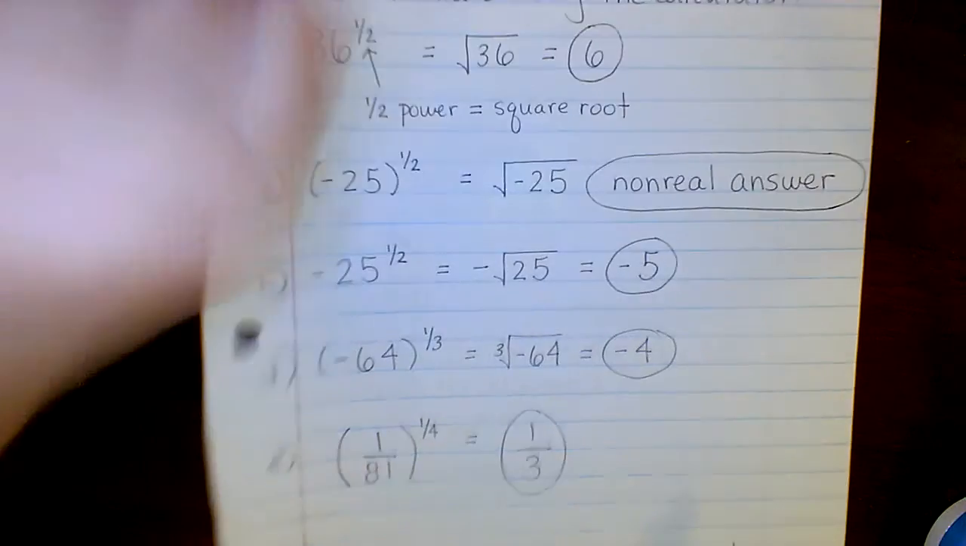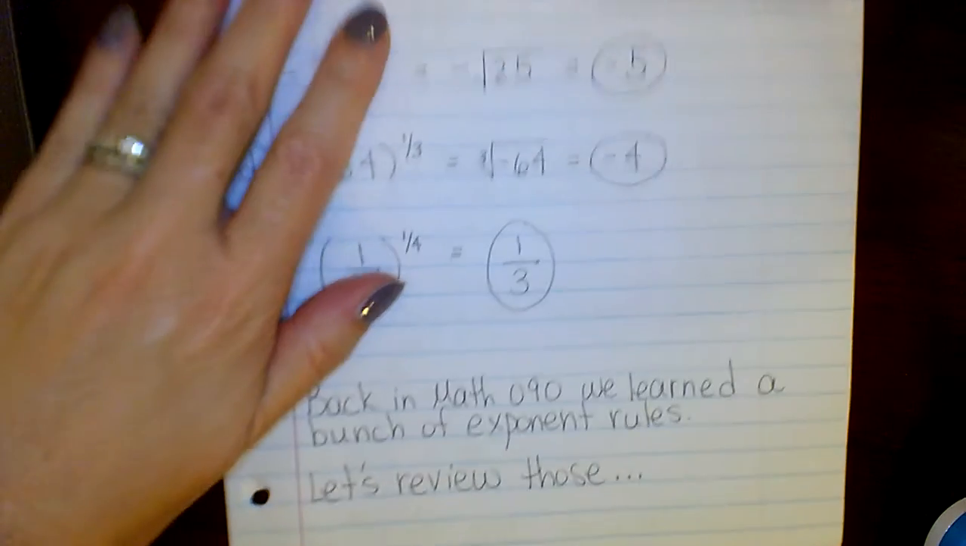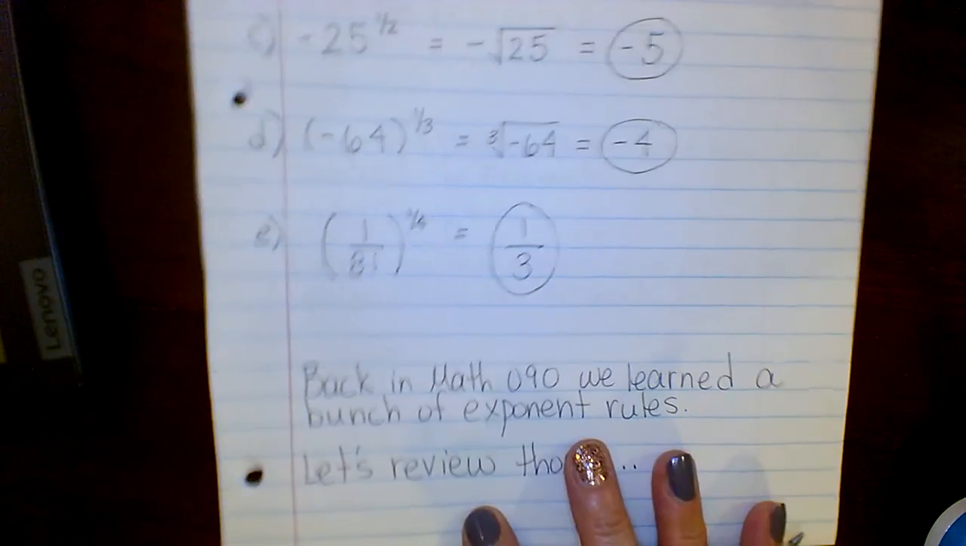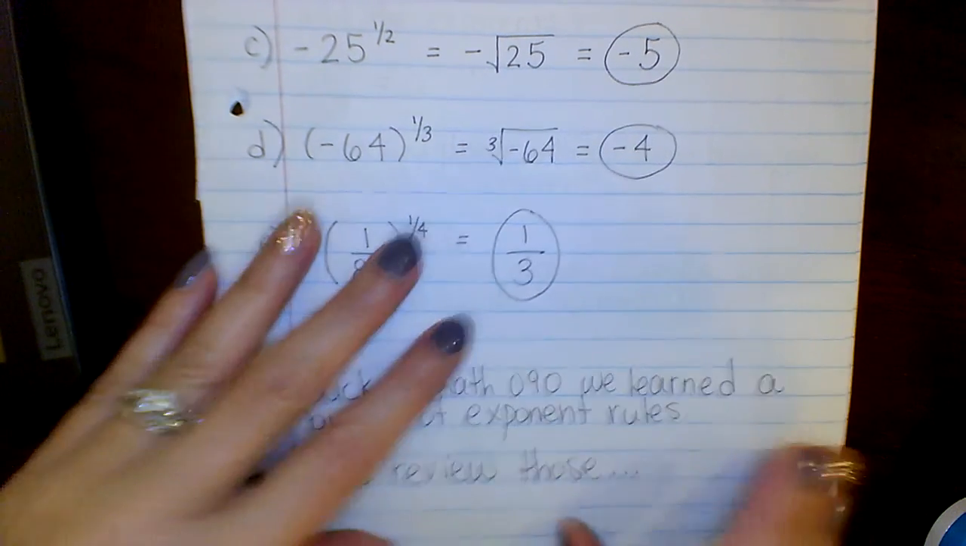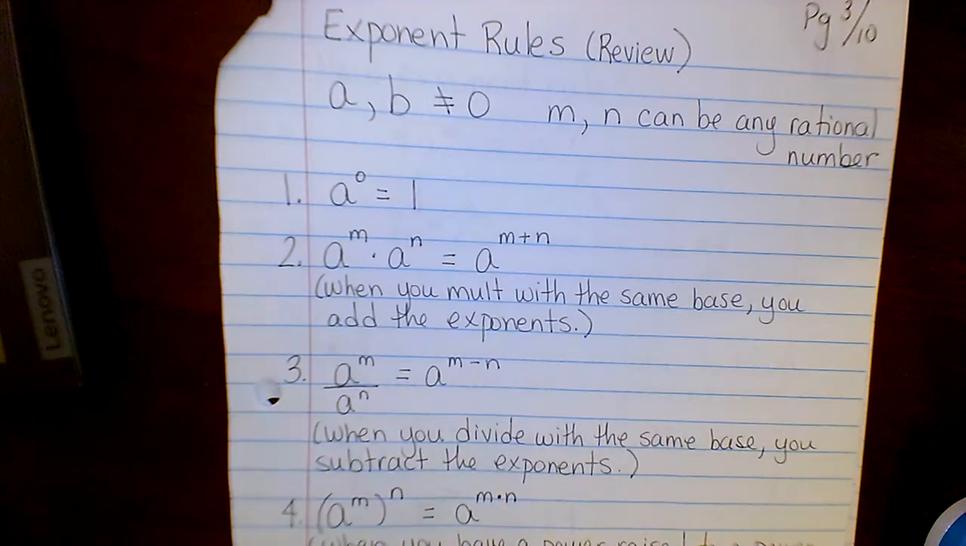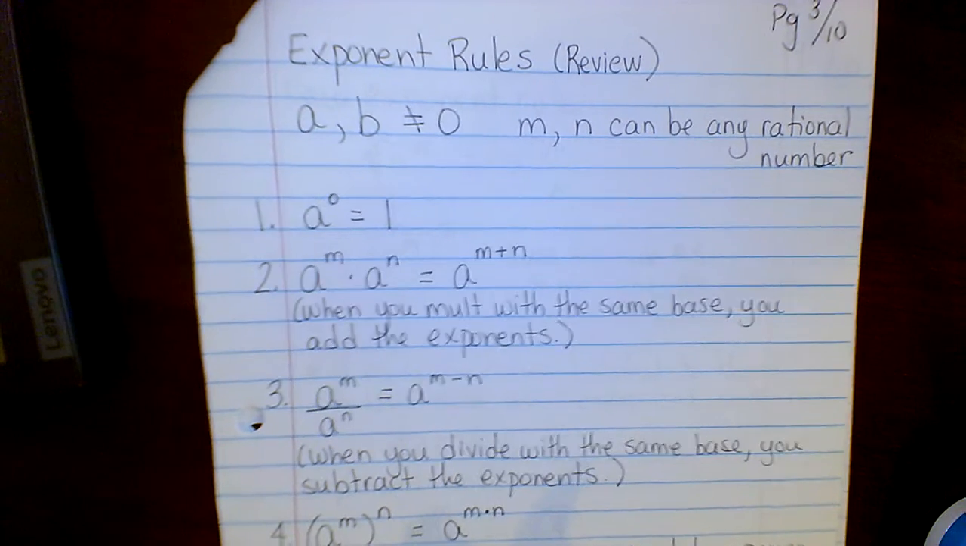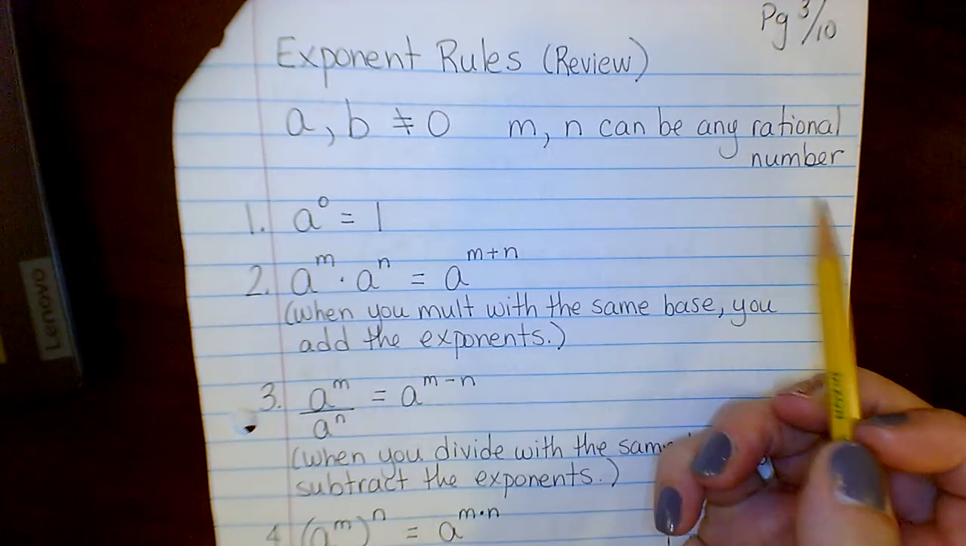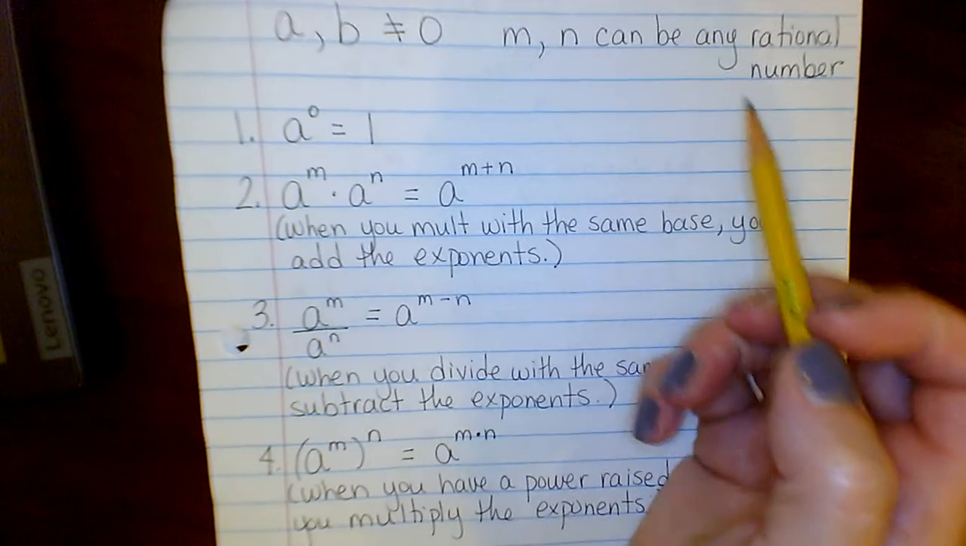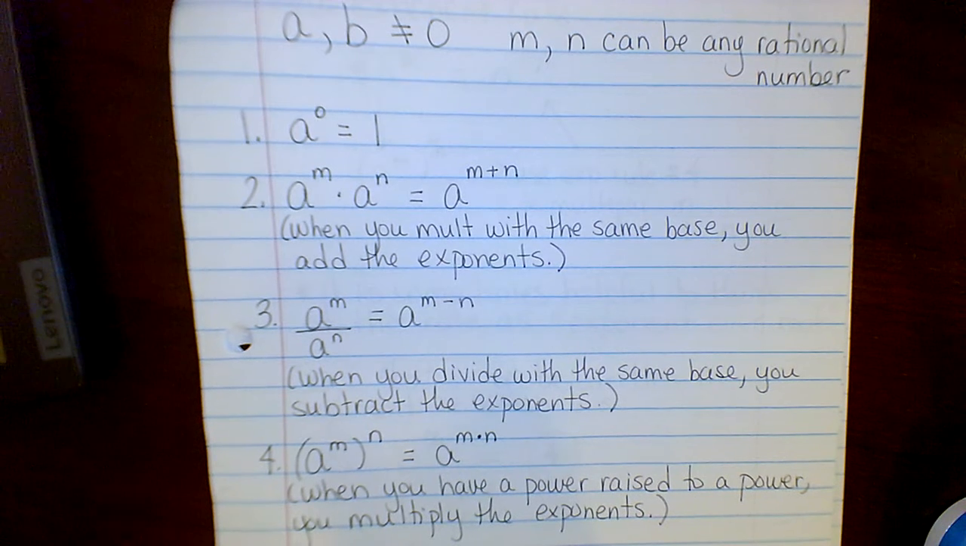Okay, so back in Math 90, if you had Math 90 recently or something equivalent, we learned a whole bunch of exponent rules. So let's review those rules. If A and B are non-zero, M and N can be any rational number. So we have these exponent rules, which I numbered just to make it easier to reference in the future. So when I do examples now, I can just say, hey, rule number 1, rule number 4, so that way you know which one I'm using.